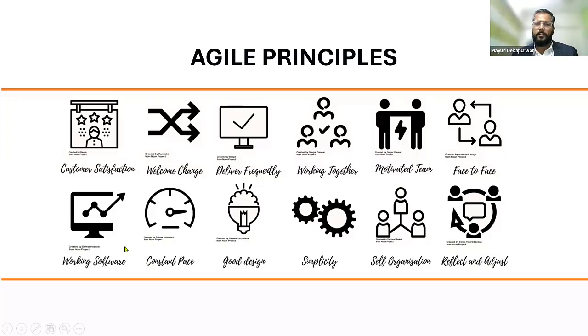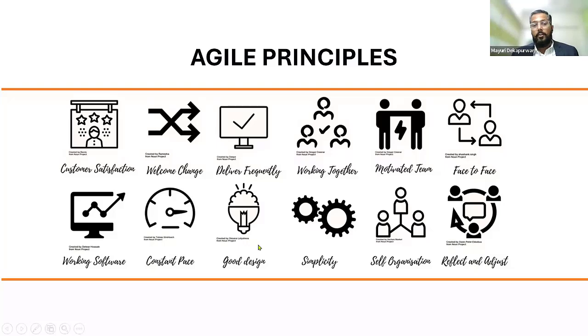And working software. So working software is our primary measure of progress, because we deliver that every couple of weeks. So it's incremental delivery and constant pace. So business and the teams, they commit to a constant pace. And that is nothing but a sustainable development that we are committing to.